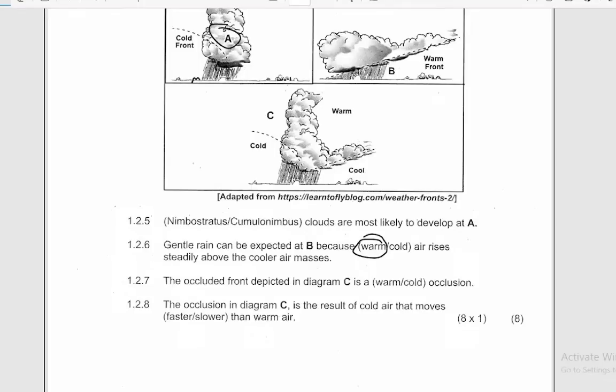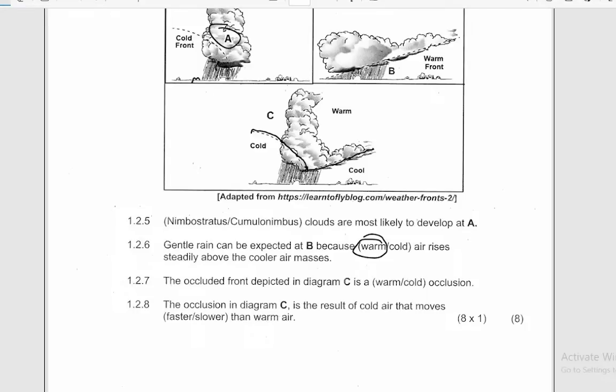Occluded front depicted in diagram C is a warm or cold front. In diagram C, we want to check the nature of occlusion. We check it at the bottom of these two lines here. This line is coming from there, and this line, which is coming from here, is our cold front. So our occlusion, we see it from this point, going to the ground surface. The name of the occlusion is determined by the front which is touching the ground surface on that occlusion.